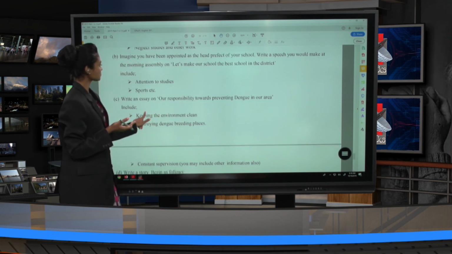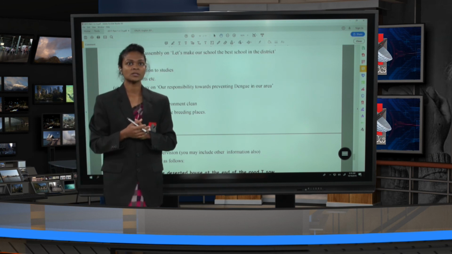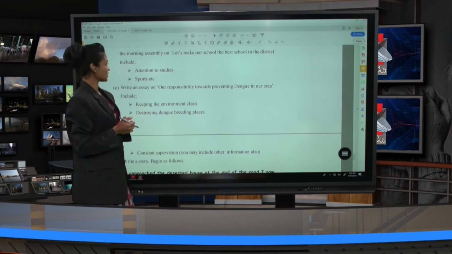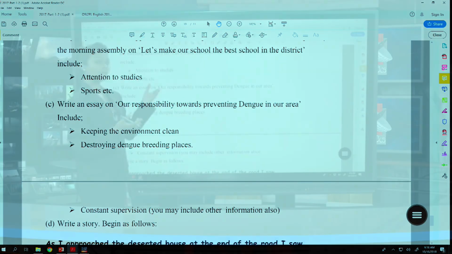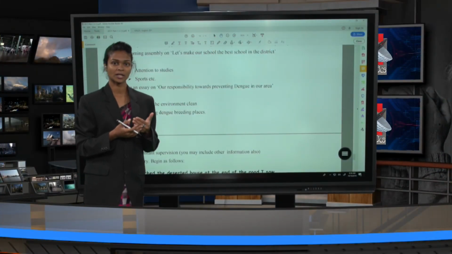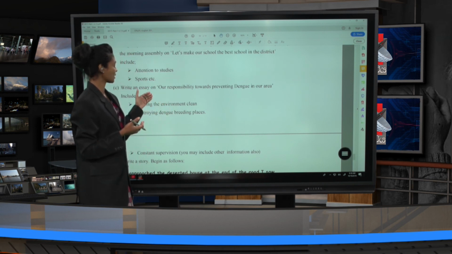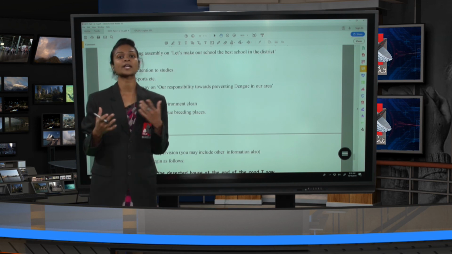So these are the key points. Attention to studies. You have to guide the students by telling them to study and work hard. You can say things like work hard and pay good attention as a prefect. Then sports etc. Other co-curricular activities.